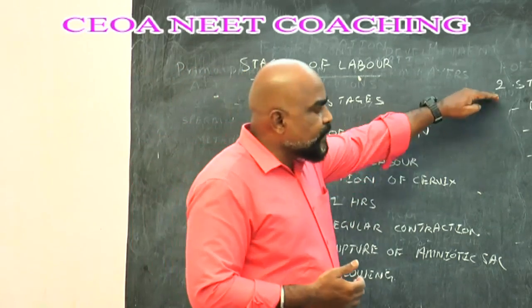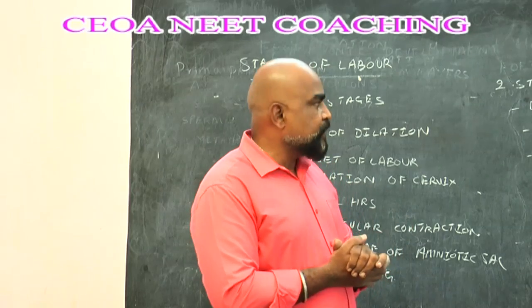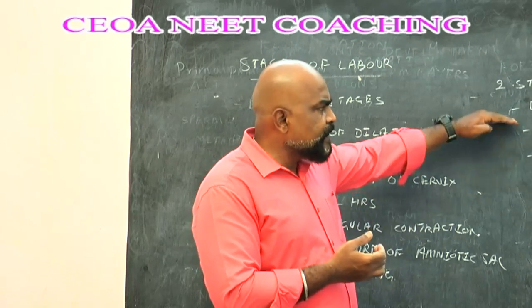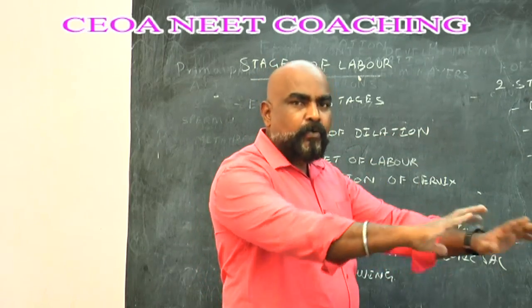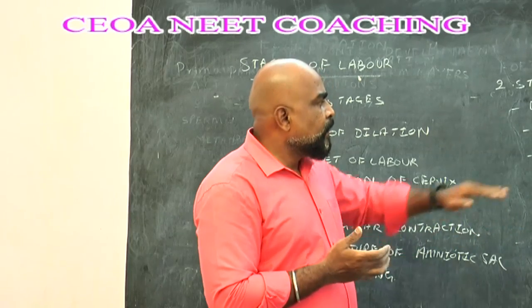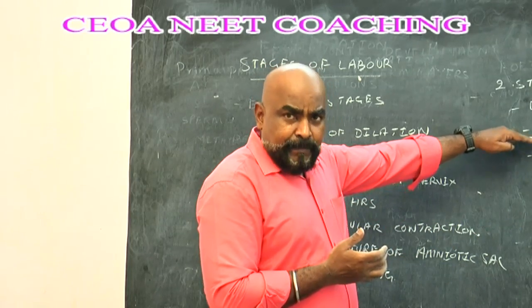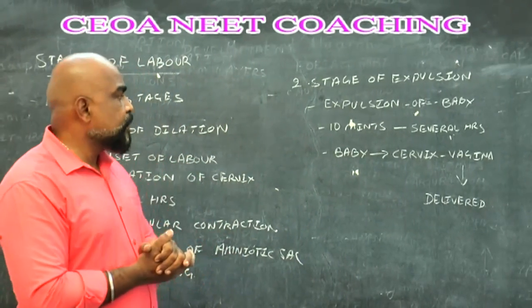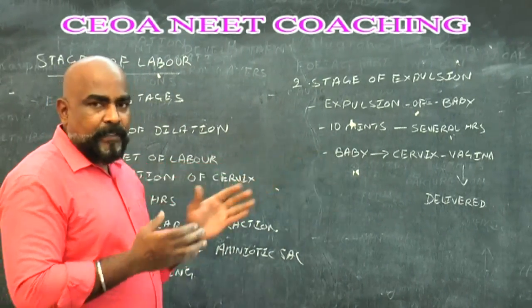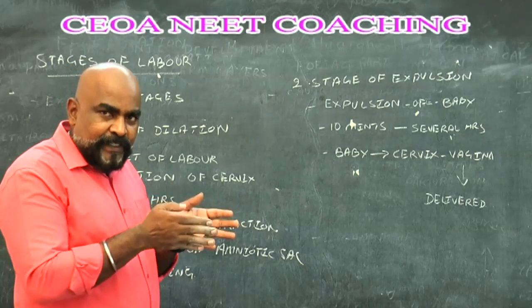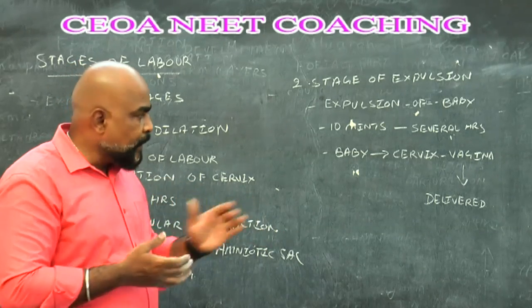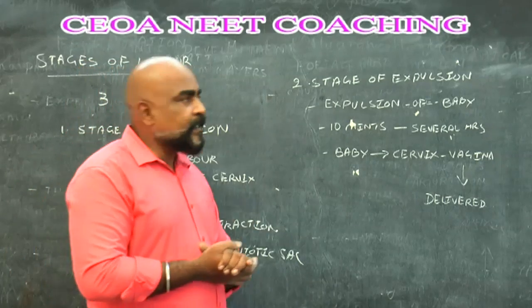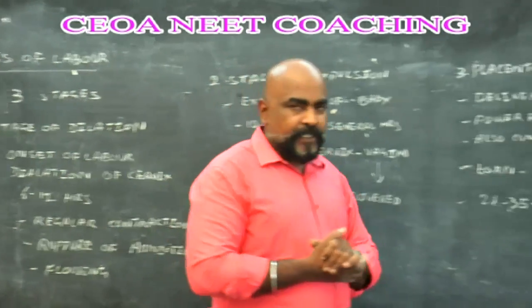The second stage is the stage of expulsion. In this stage, the baby is expelled out of the body. It may take 10 minutes or it may take several hours. That also varies with individuals. And the baby passes through the neck of the uterus, that is the cervix, and then through the vagina, and then it is delivered. The third stage is the placental stage.